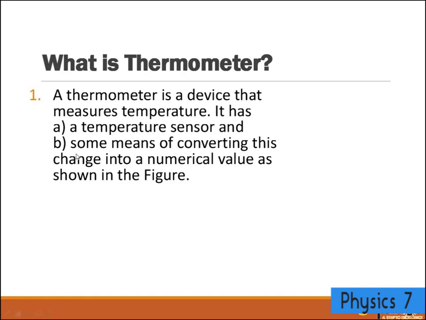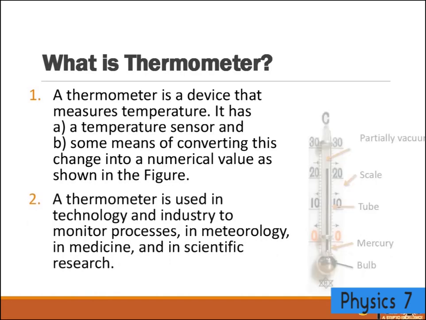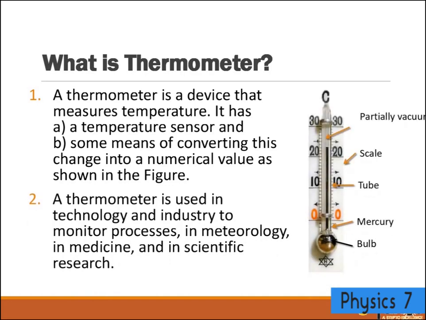And then the second important element is that there has to be some means of converting this change into a numerical value, like the visible scale that is marked on a mercury in glass thermometer, or the digital readout on an infrared model. So thermometers are widely used in technology and industry to monitor processes. And they are also used in meteorology, in medicine, and in scientific research.